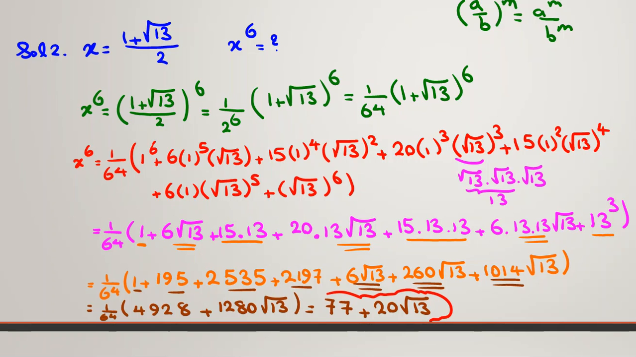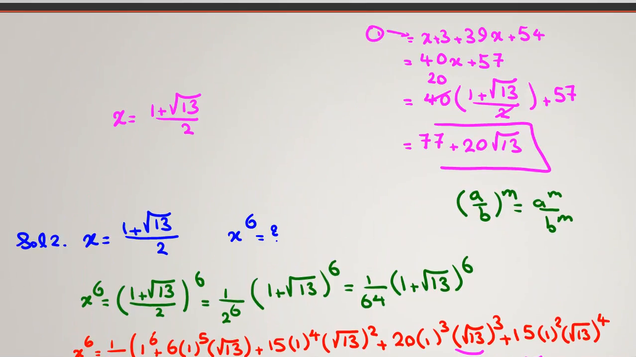So let's check with the previous solution: 77 plus 20 root 13. So it is this. So we've solved this problem with two solutions. Both of them reached the same answer, but solution number 1 was so much faster.